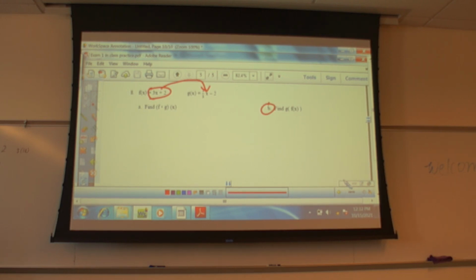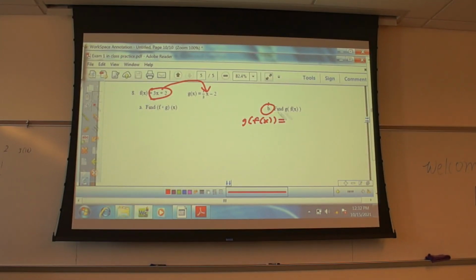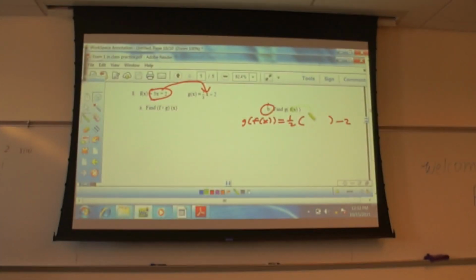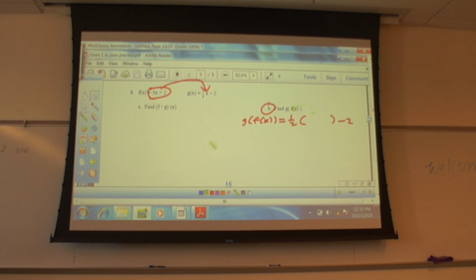So then this would just be it. So what do we have? We have g minus 2. So write what g is. So g of f of x equals, what is g? g is 1/3 giant parentheses minus 2. What goes inside of there? f goes inside of there. So put what f is inside of there.